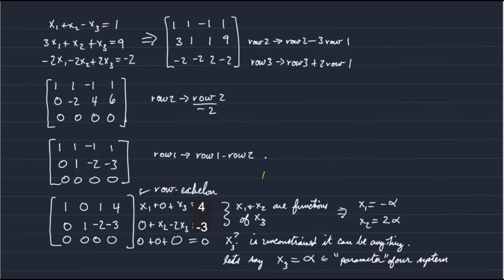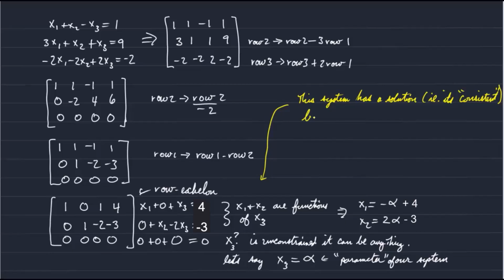So we would say this system, it has a solution. And that means it's consistent. Right, by our definition of what consistent means. But it has an infinite number of solutions.